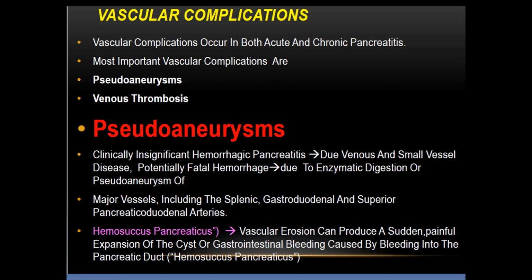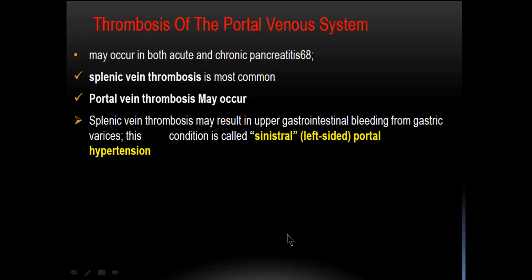There is a term hemosuccus pancreaticus. Here, the vascular erosion can produce sudden painful expansion of the cyst or gastrointestinal bleeding caused by bleeding into the pancreatic duct. This is known as hemosuccus pancreaticus.